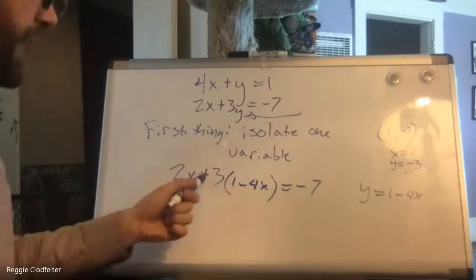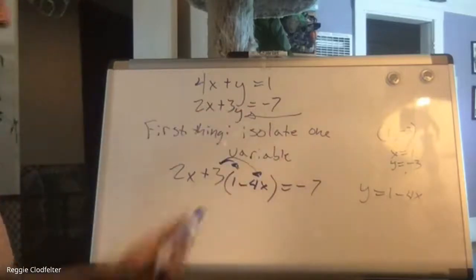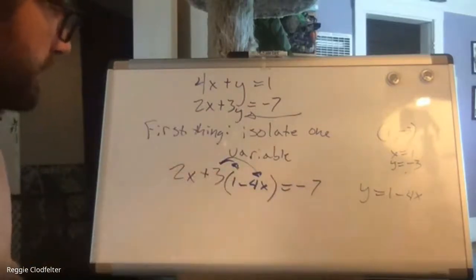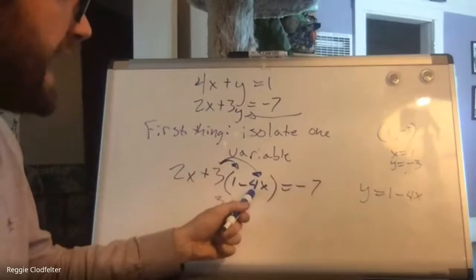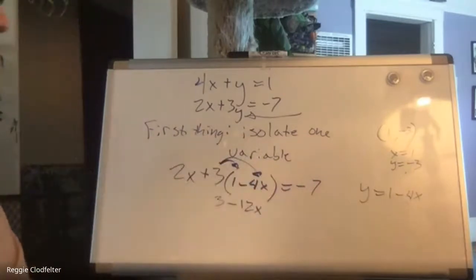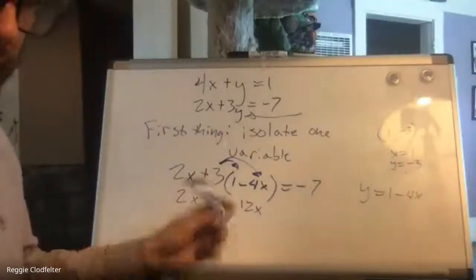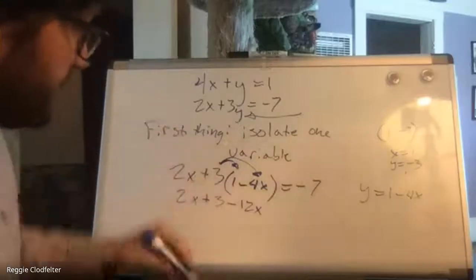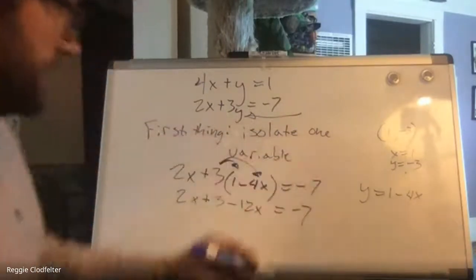2x, just going to leave. I want to multiply 3 by 1 minus 4x. So first I'm going to multiply 3 by 1, which gives me 3. And then I'm going to multiply 3 by negative 4x. That's just going to give me negative 12x. Okay? So I now have... Yes? So you multiplied 3 by negative 4? Negative 4x. So it becomes negative 12x. Okay. So now I have 2x plus 3 minus 12x equals negative 7.